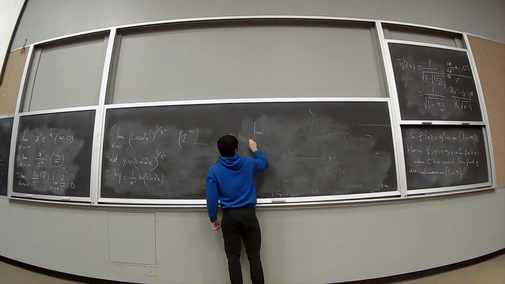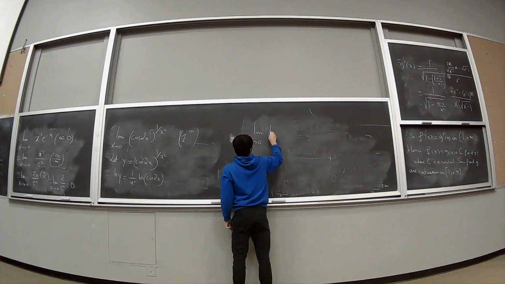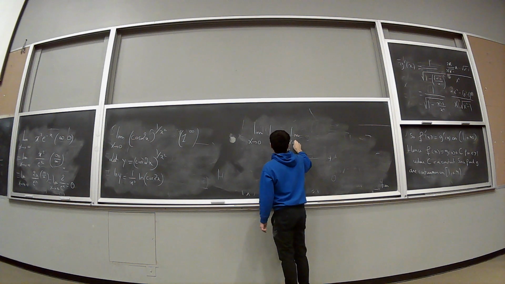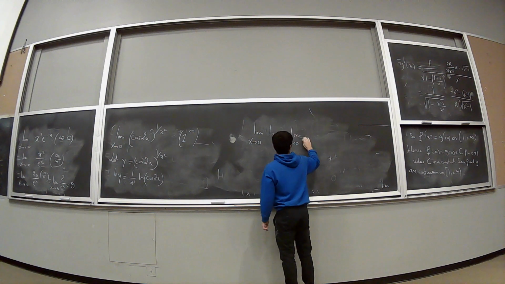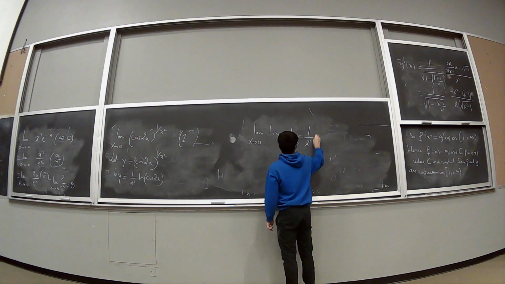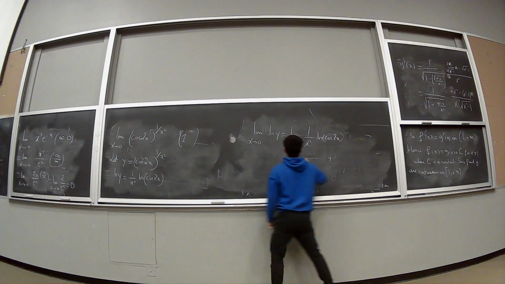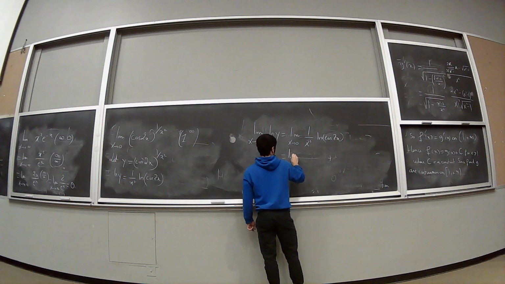It's the limit as x goes to 0 of ln y is equal to what? The limit as x goes to 0 of 1 over x squared ln cosine 2x. This is the limit as x goes to 0.